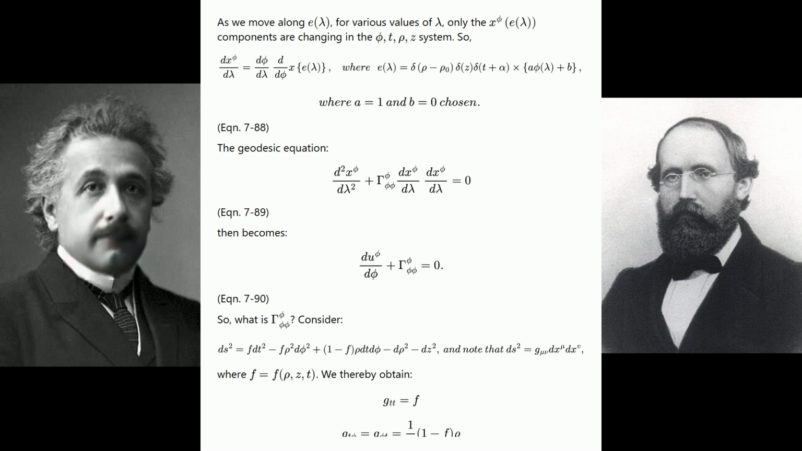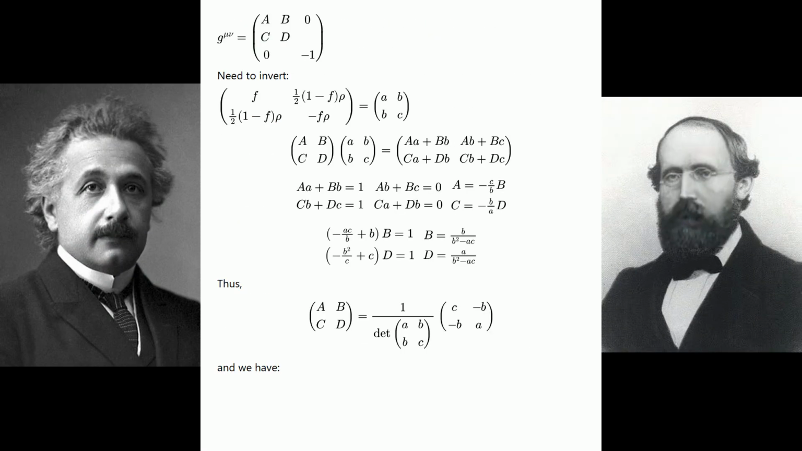So what is normal gamma sub phi to the phi power? Consider the next equation, where f equals f of rho, z, t. We thereby obtain the equation shown, and the rest are 0. Now using the next equation, we obtain equation 7-91. To proceed we need the mu nu power of g sub nu gamma equals delta sub gamma to the mu power, so let the mu nu power of g equal the 3 by 3 matrix with row 1: a, b, 0; row 2: c, d, blank; row 3: 0, blank, negative 1.